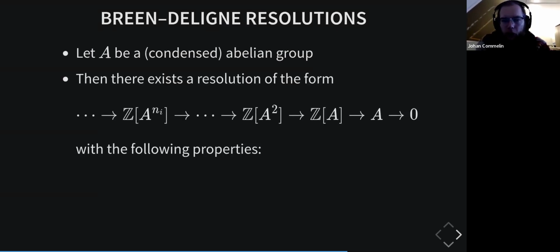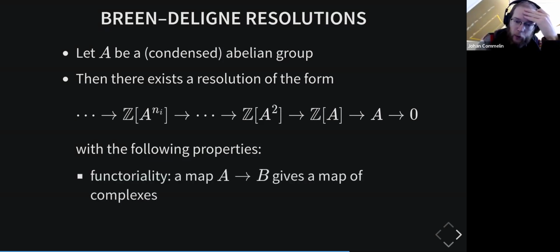he uses Breen-Deligne resolutions, which are resolutions of the following form. So whenever you have an abelian group or a condensed abelian group A, then there exists a resolution of the following form. So you take Z adjoint A, then you take Z adjoint A squared, and then you take Z adjoint A to some unspecified power. So beyond degree 2, this resolution becomes highly non-constructive. It's very inexplicit, and you can just prove that it exists. But computing what these numbers n_i are is pretty complicated.